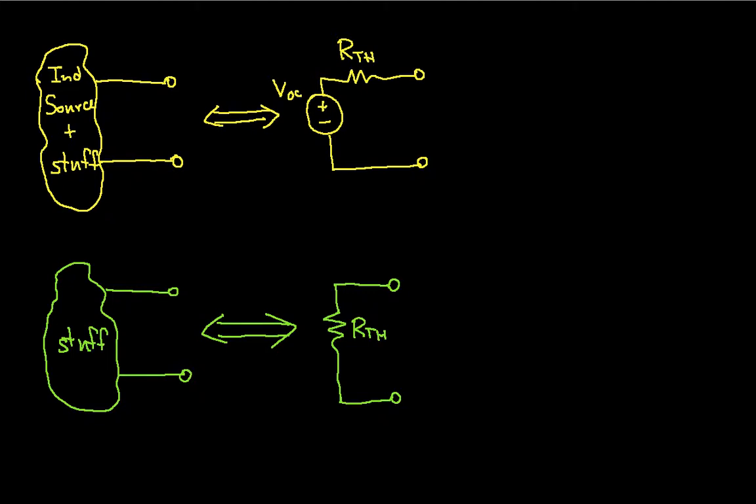So the idea behind Thevenin's theorem is the following. Suppose I have a whole bunch of circuitry, and this whole bunch of circuitry includes one or more independent sources. That's what I've indicated here. And it's got other stuff. And the other stuff could be resistors or dependent sources.